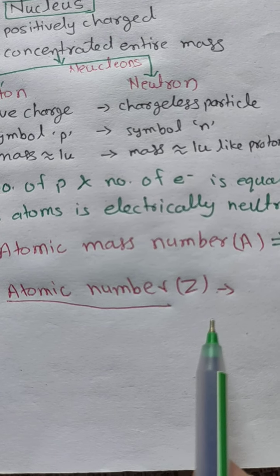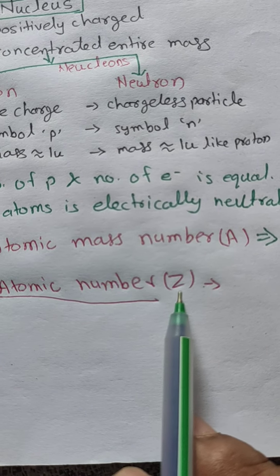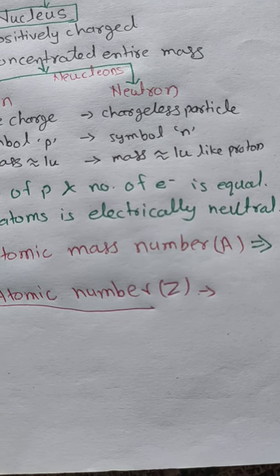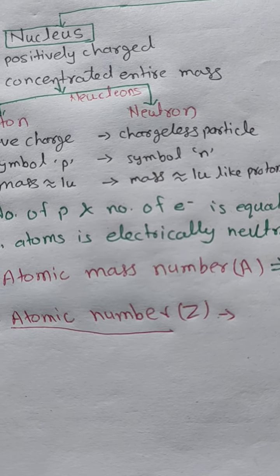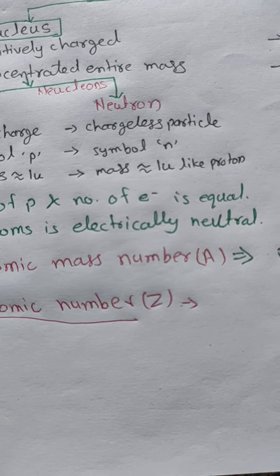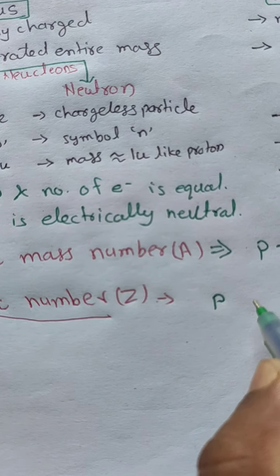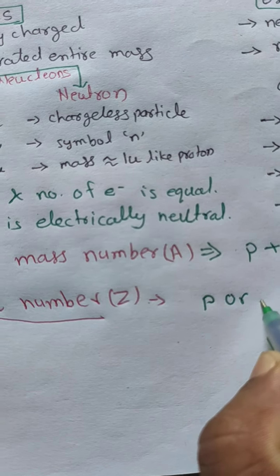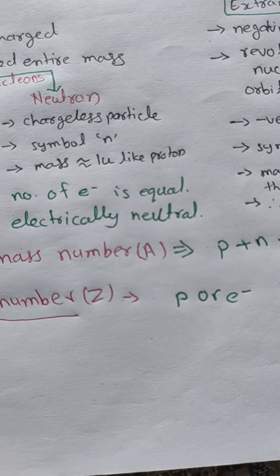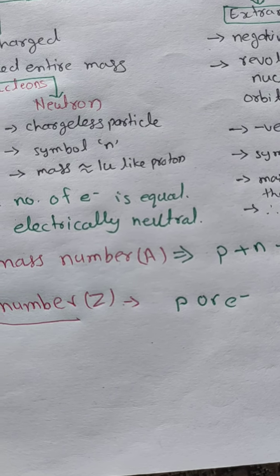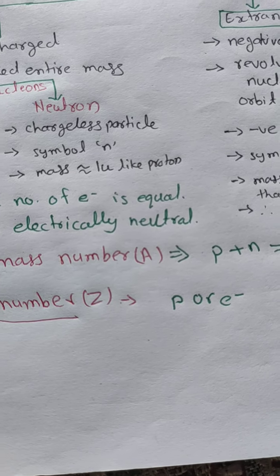The next thing is atomic number. Atomic number is denoted by the letter Z. What will be its definition? The number of protons or electrons present in an atom is known as the atomic number of that element.